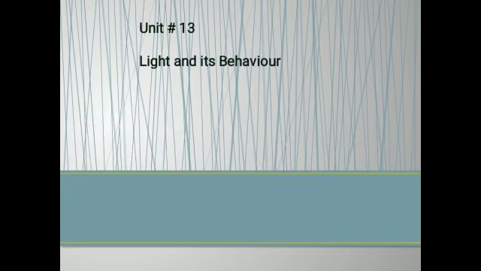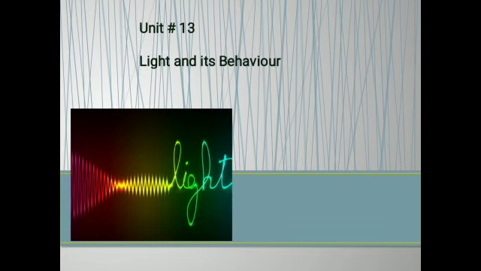Now the last chapter, unit number 13, light and its behavior. You have already learned some facts about light, and you have learned that light is a form of energy and it travels in a straight line. And in this chapter, you learned about the speed of light in different mediums, refraction of light, refractive index, laws of refraction, and dispersion of light through a prism.